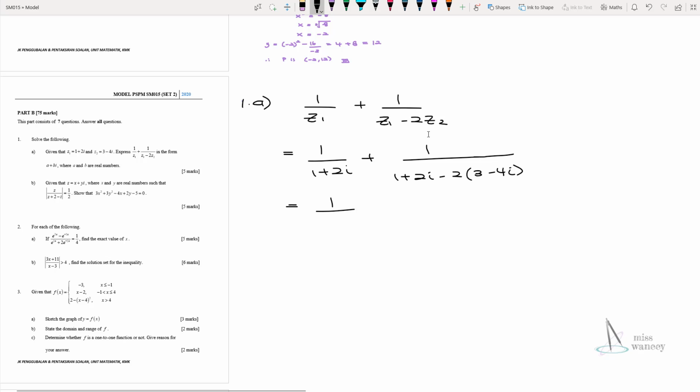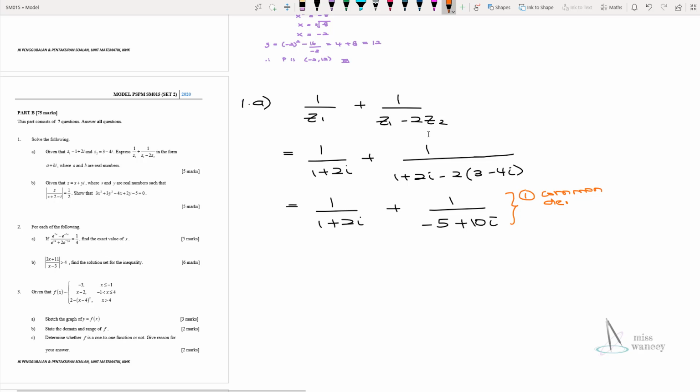Okay, so 1 over 1 plus 2i plus 1 over, this one let me simplify: 1 minus 6 is negative 5, and then we got 2, 8, 8 plus 2, so this is positive 10i. Now there are two ways to solve them. The first way is that you can choose to make sure you have a common denominator first.